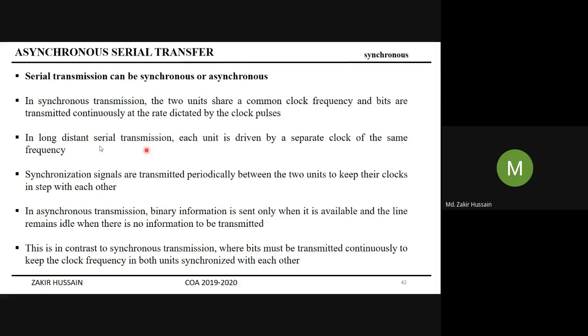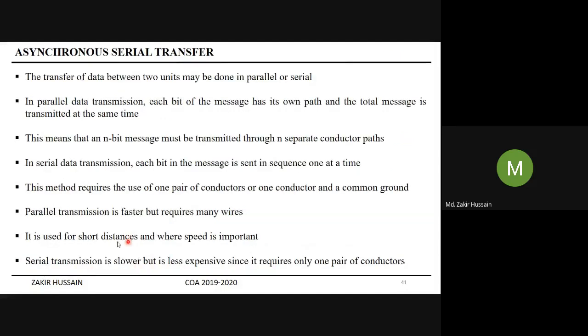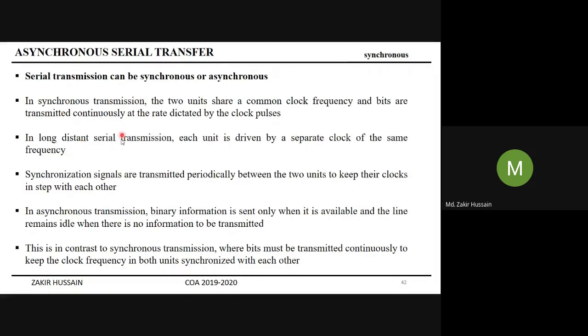In long distance serial transmission, each unit is driven by a separate clock of the same frequency. So for long distances, serial transmission is preferred. For short distances, parallel transmission is okay, and for high speed communication, parallel transmission is required. But for long distance, serial transmission is required, and also where separate clocks are there. So synchronization signals are transmitted periodically between two units to keep their clocks in step with each other.